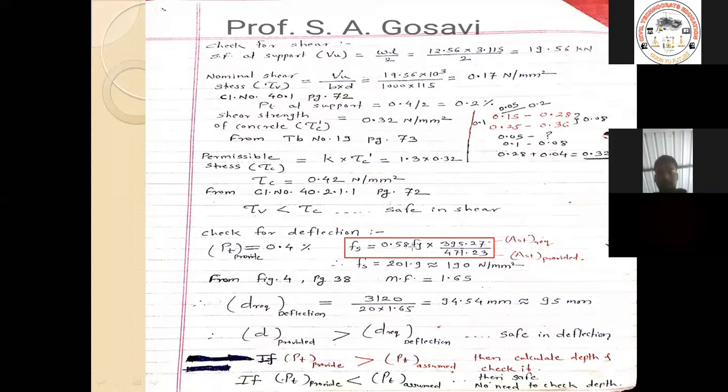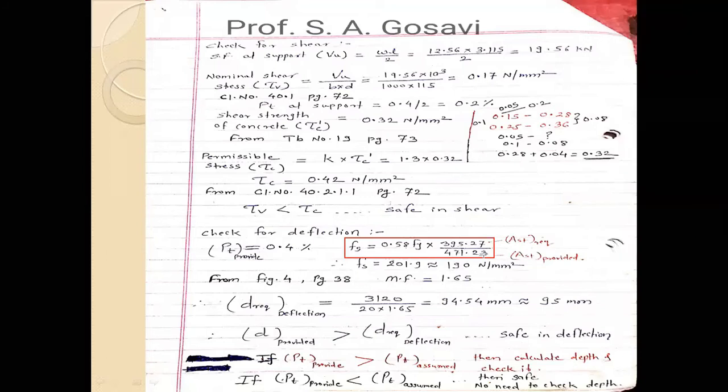So now we are going to put our values. Initially, we assumed that whatever may be required, we are going to provide, so we had taken this ratio as 1. But now what is the case? The Ast required is 395.27, which we have already calculated, and the Ast we are providing is 471.23. So if we put the values, we get Fs is equal to 0.58 into Fy, which is 415, and these two values, and we will get Fs is equal to 201.9.